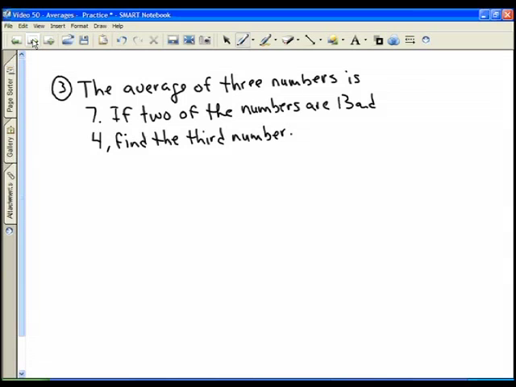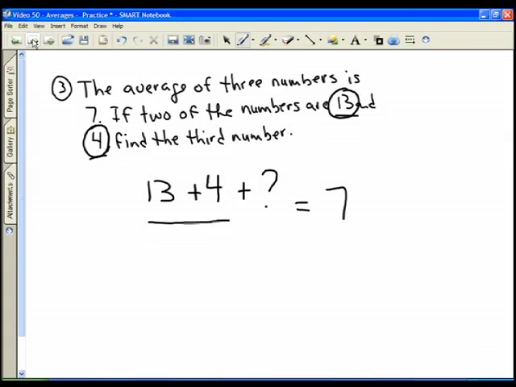And if we look at this last question, the average of three numbers is 7. So 2 of the numbers are 13 and 4. We need to find the third number so that the average is 7. And so what we have here is we've got 2 numbers. So the first number is 13, and the second number is 4, plus some unknown third number, and we know that the average is equal to 7. So we have 3 numbers that we're adding and finding the average of, so we have to divide by 3.